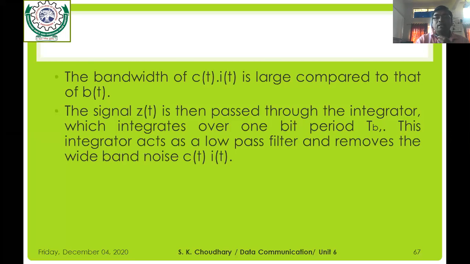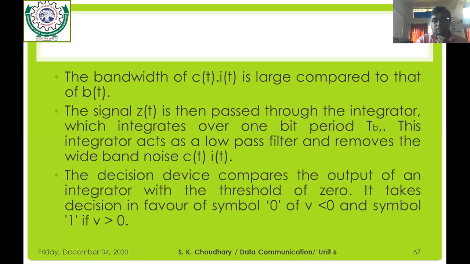It would only pass the low frequency baseband signal. So in this way, we get a baseband signal at the output of the integrator, in terms of voltage signal V. The decision device now compares this V with the threshold set here, that is 0. If V is greater than 0, it means we have received the binary 1. If it is less than 0, it means we have received the binary symbol 0.